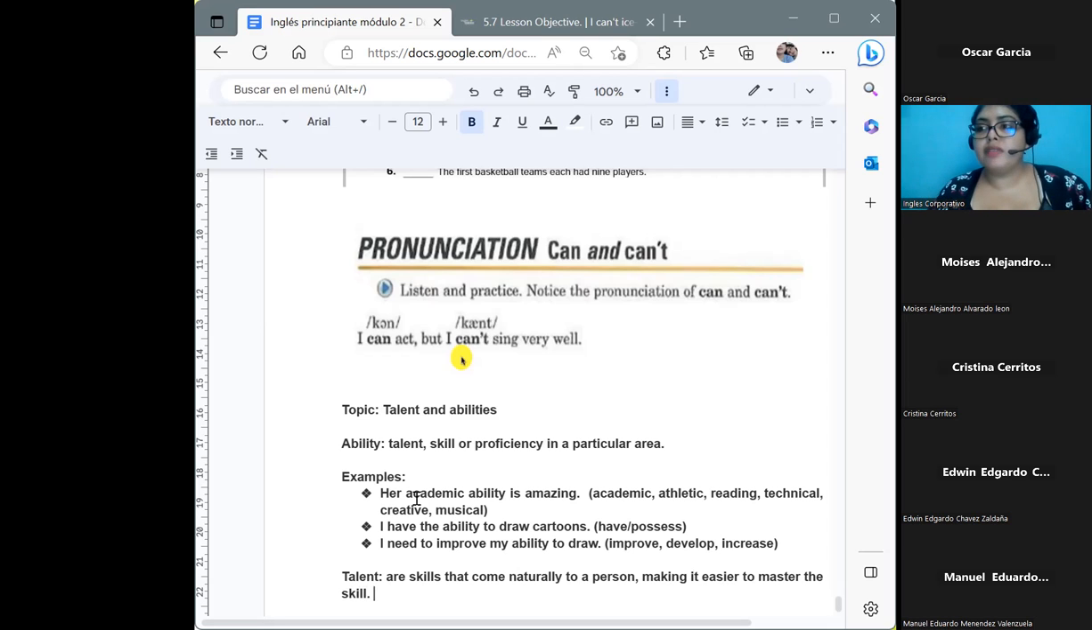Okay, in this case, we have the difference. You can notice what is the difference between talent and ability. In ability, you have a talent or a skill in a specific or particular area. But talent is something that comes naturally to a person. And in this case, it makes it easier to master the skill.